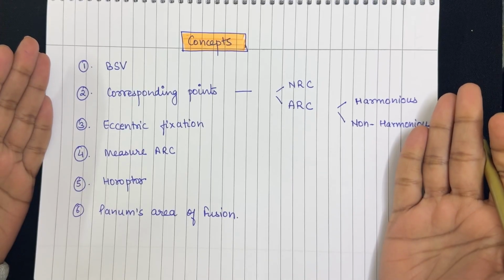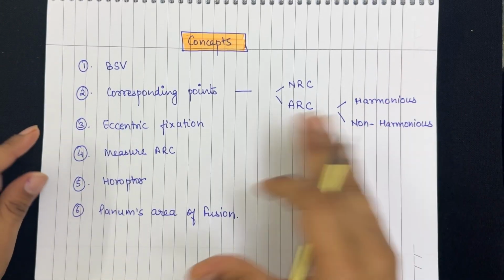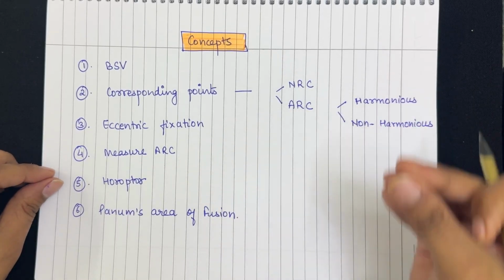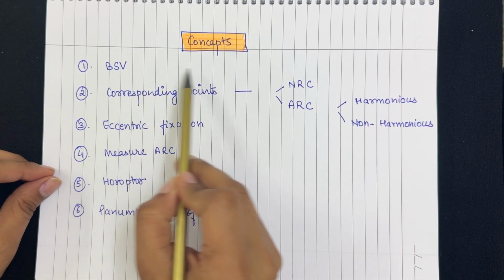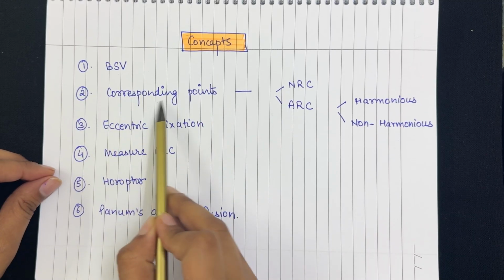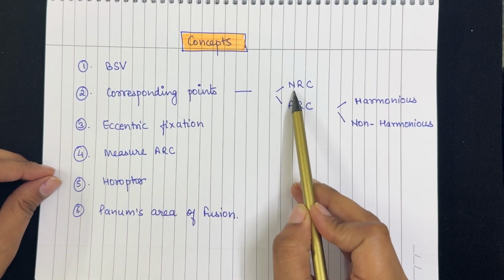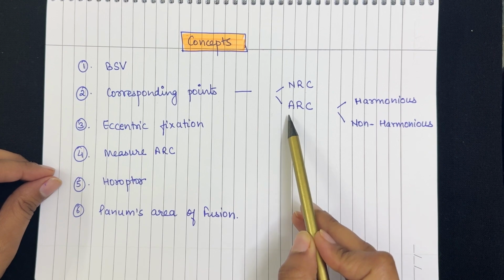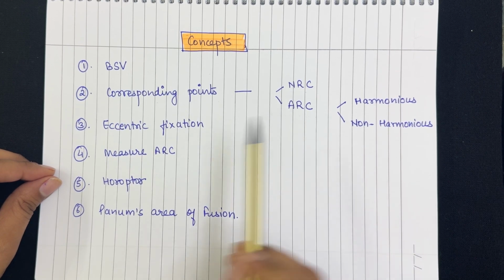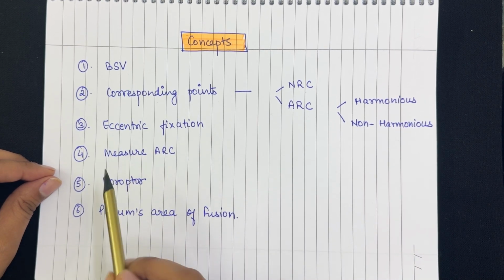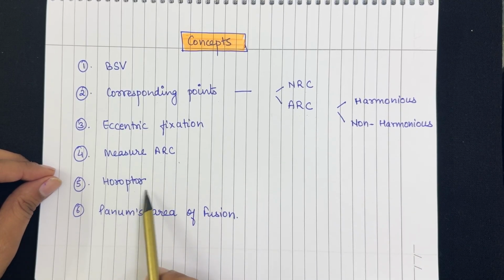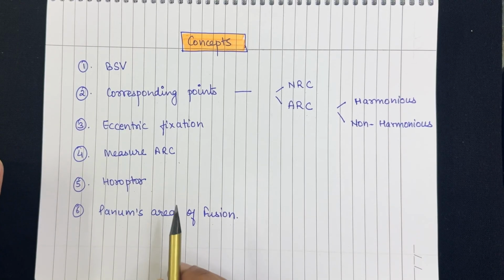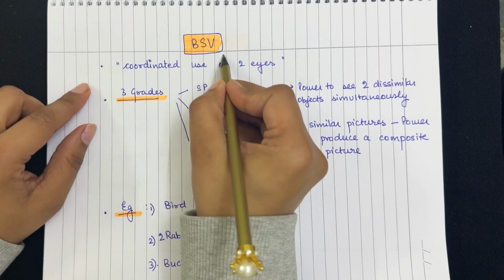In this single vision video, there are certain concepts that you should be aware of, very basic points. First, we'll discuss what is binocular single vision and what are its grades, then corresponding points, dividing it into normal retinal correspondence and anomalous retinal correspondence, what is eccentric fixation, how to measure anomalous retinal correspondence, the concept of horopter, and Panum's area of fusion. Okay, so what is binocular single vision?